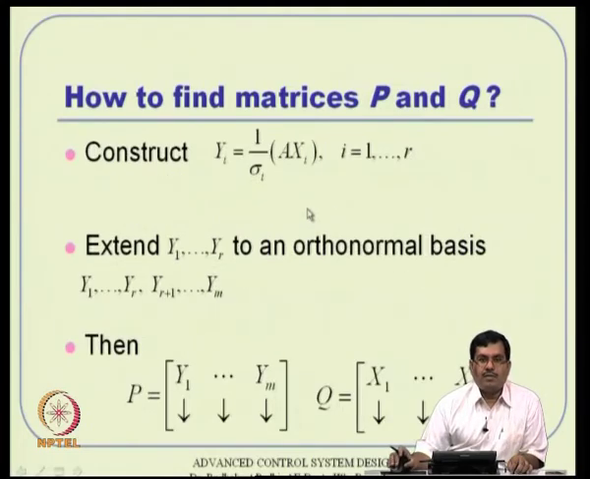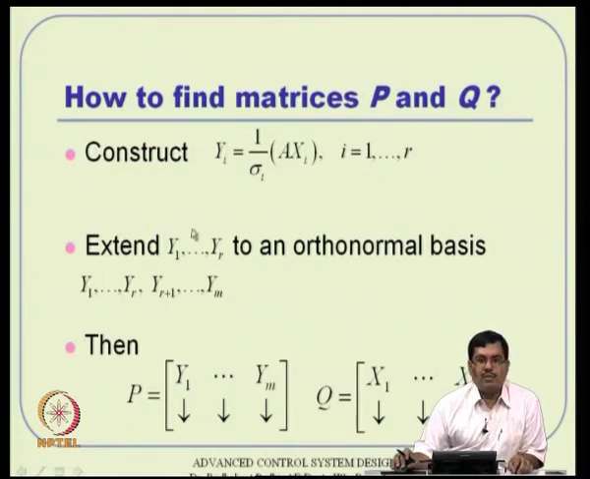Each of the eigenvectors, if I just normalize that by dividing by the corresponding singular value, then, remember, A times that vector is also another vector, and then I multiply that by 1 by sigma, I will get another vector. So, that vector I will construct, y1, y2, y3 up to yr, and then I will put those y1 to yr together with further expansion.